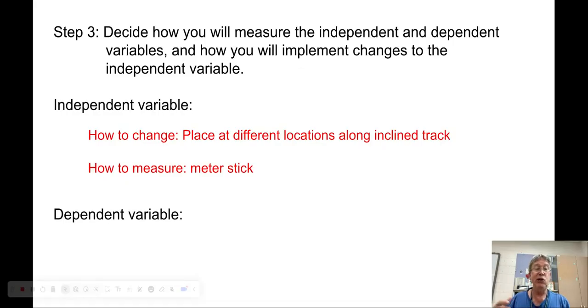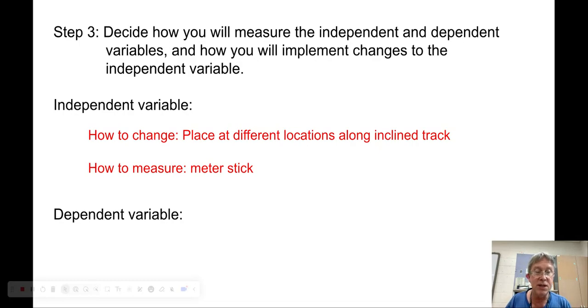And how am I going to know what that is? Well, I'm going to use a meter stick. Again, it's not always going to be that easy, but you need to be able to articulate it. There's going to be check boxes on your AP test where you're going to say, okay, this is what I'm changing, and here's how I'm changing it. Well, therefore, what's my dependent variable?